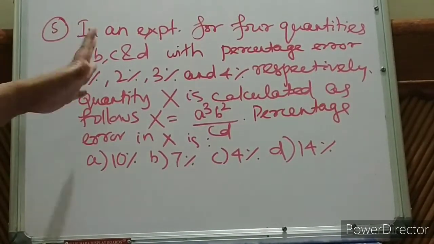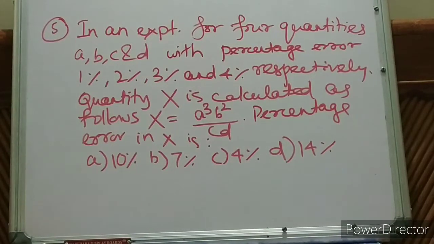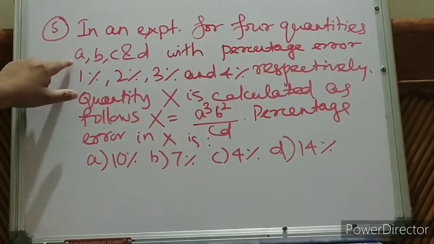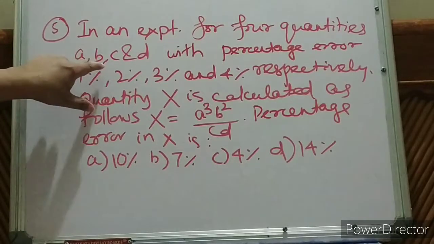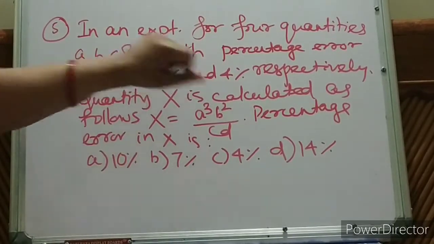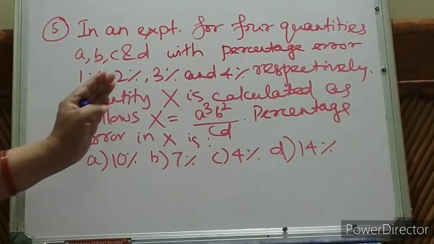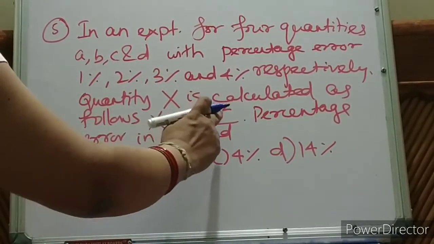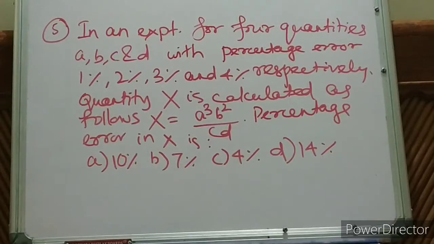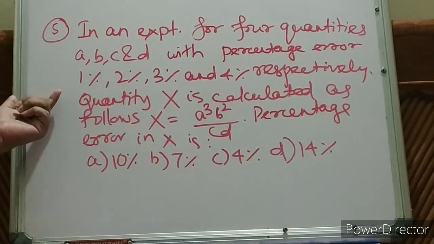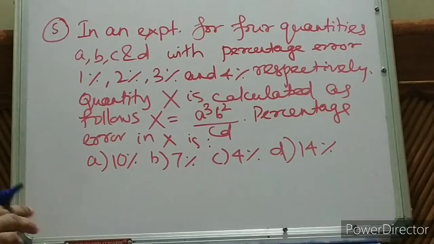So this is the easiest question that comes very frequently in exams. In an experiment, for 4 quantities A, B, C and D, percentage errors have been given: for A 1%, for B 2%, for C 3% and for D 4% respectively. Quantity X is given like this: A cube B square divided by CD. What you have to find out is the percentage error in X. Okay. So direct formula again. Please note down the question because I have to clear the board so that I can solve it.